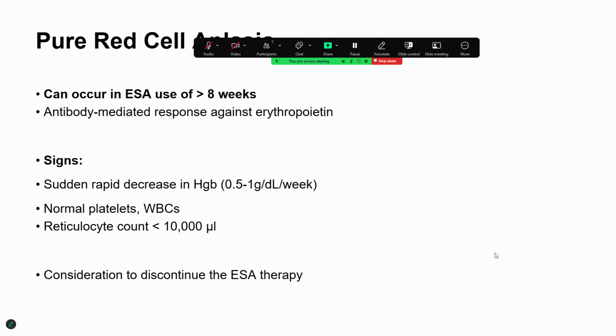Something a little newer for me was pure red cell aplasia, which can occur in ESA use greater than 8 weeks. It's an antibody-mediated response against erythropoietin, and something for us to be aware of. If there's a sudden rapid decrease in their hemoglobin, like 0.5 to 1 gram per deciliter per week, they still have normal platelets and white blood cells, and the reticulocyte count is less than 10,000, the recommendation was to discontinue the ESA therapy.